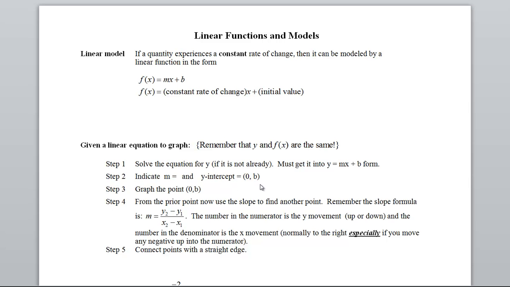So now here we start the graphing. First you're going to graph the y-intercept, and it has to be on the y-axis. That's why it's called the y-intercept. From the prior point, now use the slope to find another point. The number in the numerator is your y movement, up or down, and the number in the denominator is your x movement, normally to the right, especially if you move any negative up into the numerator. And then you connect your points with a straight edge. This is one of the quickest ways to graph a linear function.